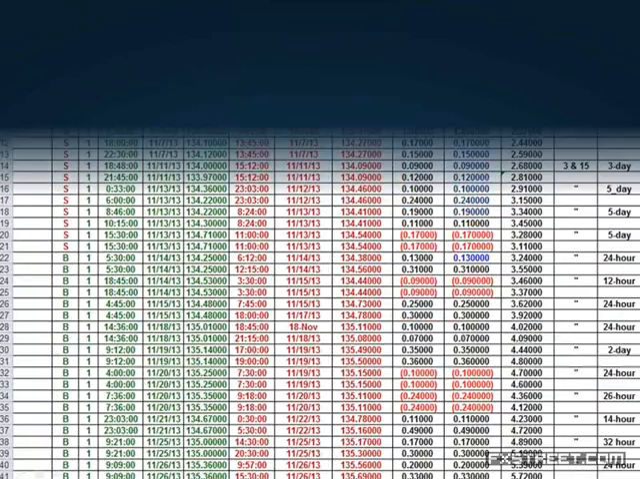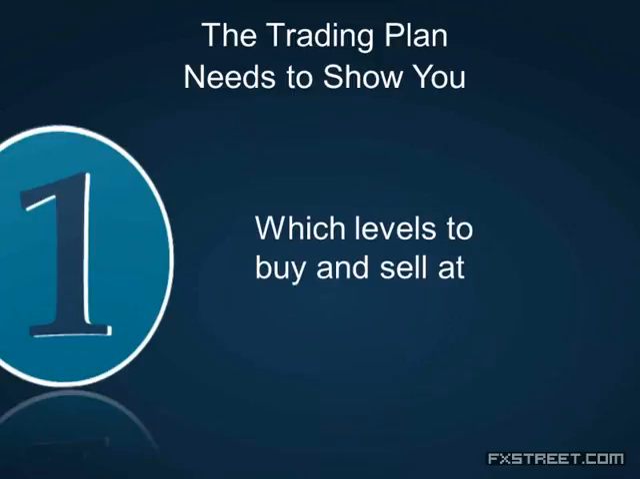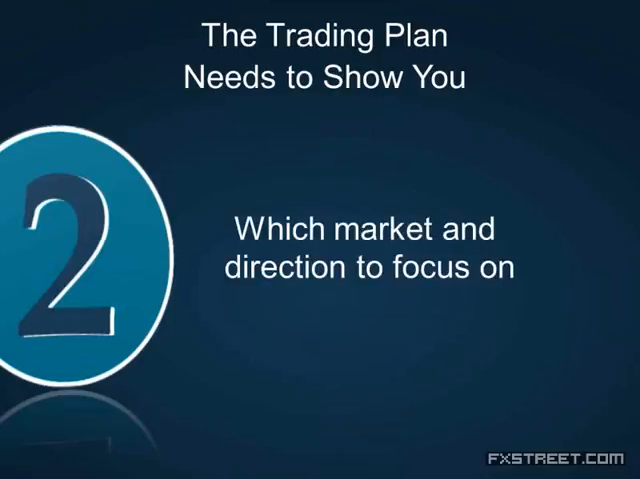So we're going to cover these 4 things that you need to get that, and you need a trading plan that's going to show you that. Number 1, you need to know which levels to buy and sell at. Okay, we're going to get to that. Most people don't realize this is actually number 1 for a very good reason. Number 2 is which market and direction to focus on. I didn't get that backwards. Most people focus on a market and direction first, then the level. No. Focus on the level, then the market and direction, and we're going to show you that today.